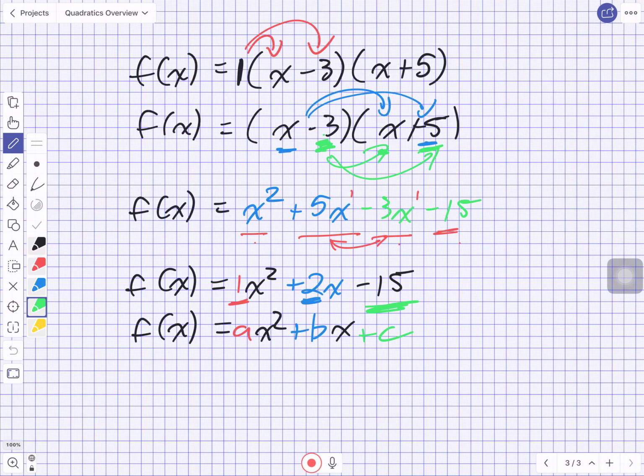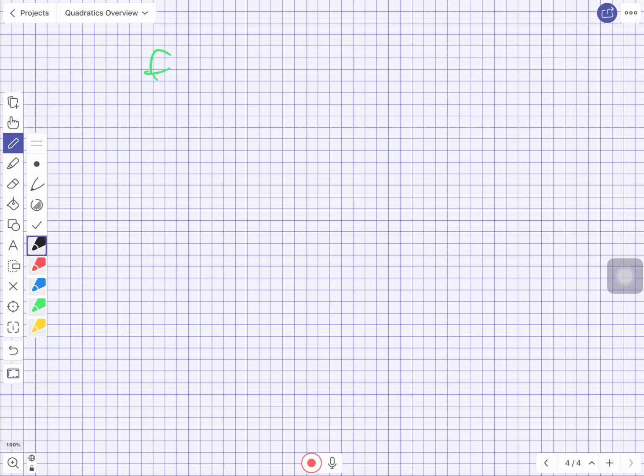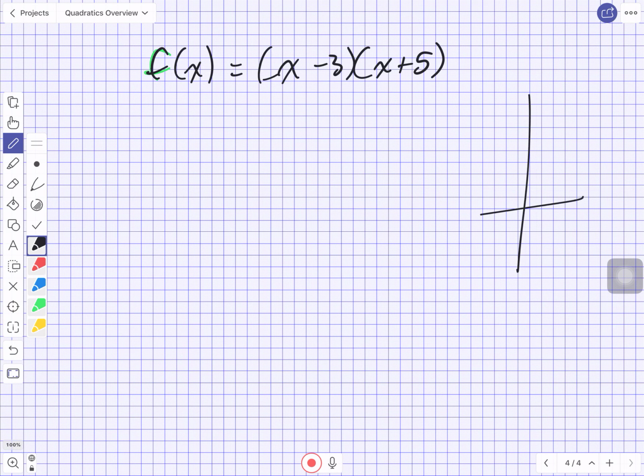So I'm going to go back to this factored form. X minus 3, x plus 5. Okay, we know from looking at this that one of our coordinates is negative 5 and the other one is 3.